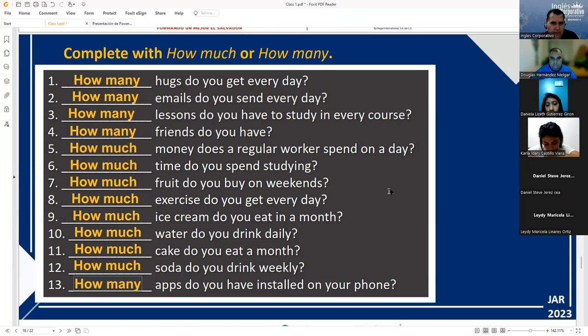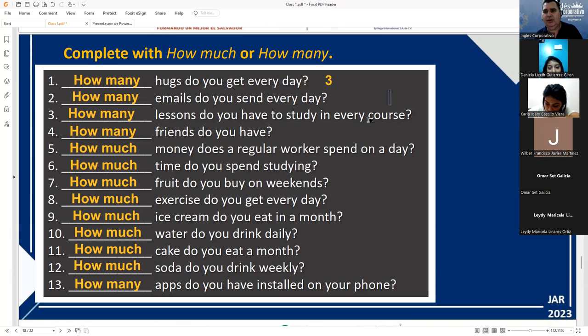Okay. Let's begin with the first one. How many hugs do you get every day? 3. 1. 0. 5. How many hugs do you get? 3. Okay. A lot of hugs, right? 1. Only 1. Okay. How many emails do you send every day?